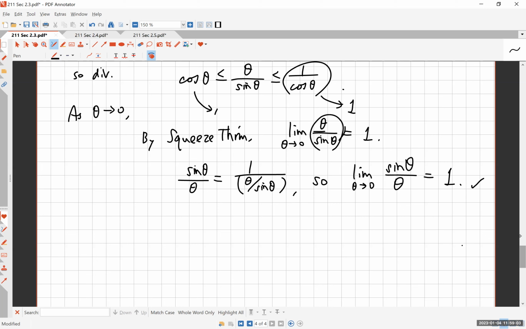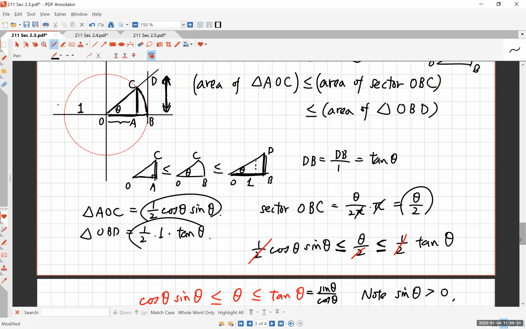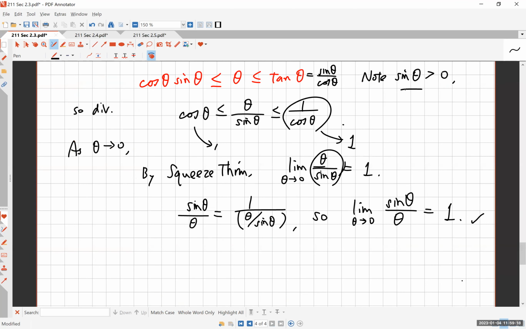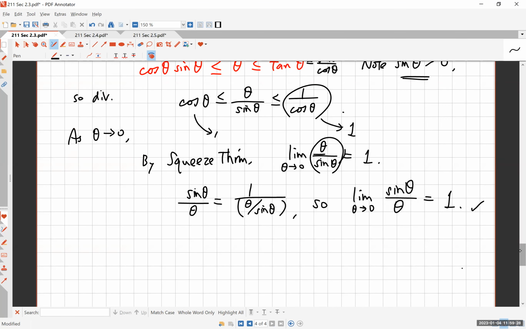Now, you may wonder, what happens if theta is negative? Well, if theta is negative, then the area is actually going to be negative. It's a little more complicated, but you could also prove that even if theta is negative, approaching 0 from the negative side, you could come up with a similar argument, and you would see that this limit is also going to be 1.